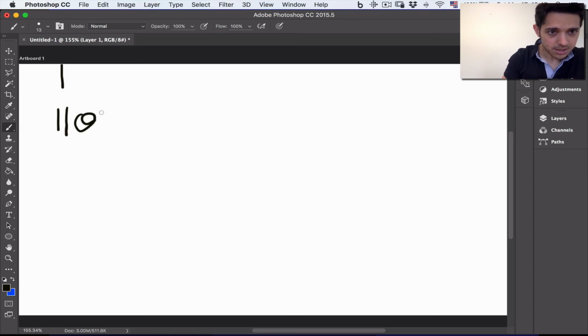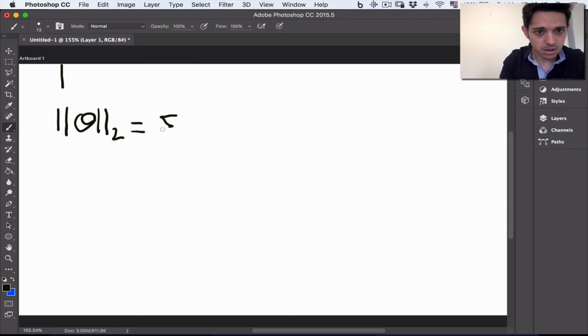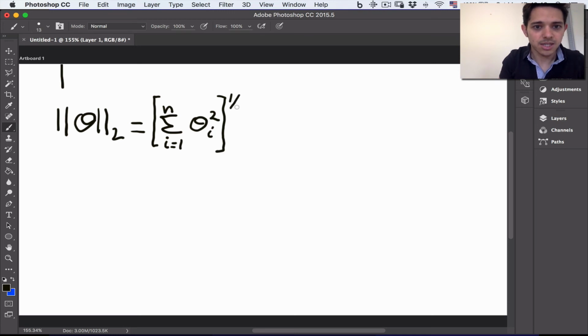Okay, let me do it like this. The 2 norm is going to be given by the following formula. We're going to square all the elements of vector theta and then sum it up. And this is the 2 norm, and in fact, we will then take the result and take the square root of it. Okay? This you can recognize as like the root mean square. That's what the 2 norm is.